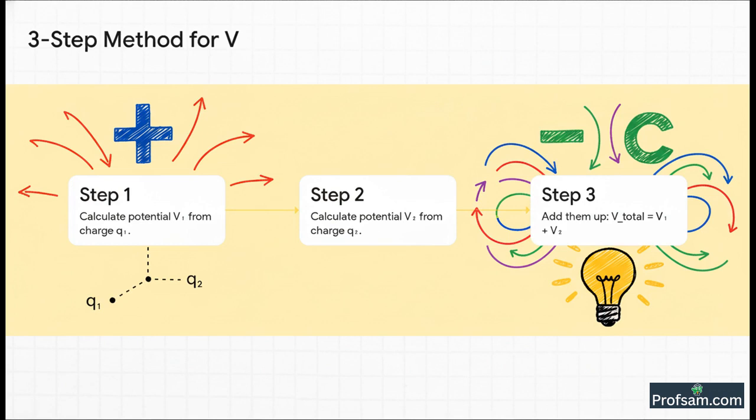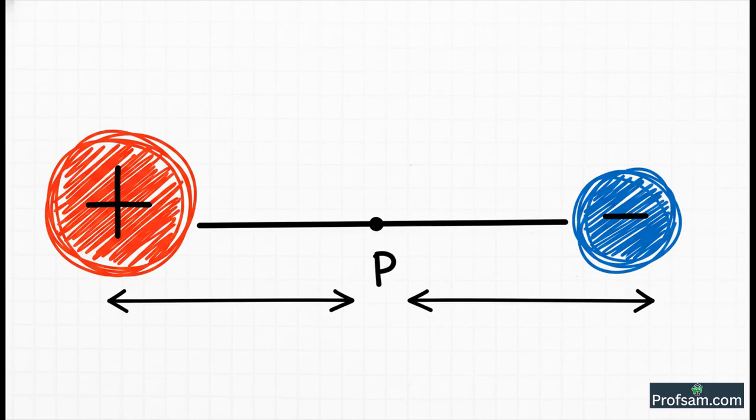V total is simply V1 plus V2. That's it. All right, let's take a simple example. Suppose we have a positive 4 Coulomb charge and a negative 2 Coulomb charge. They're separated by 4 meters. Our job is to find the potential at point P, which is exactly midway between them. So P is 2 meters away from each charge.